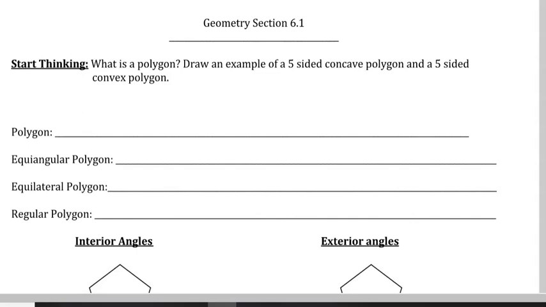Okay? So 6.1 is going to have to do with polygons. So, angles and polygons. All right, so the first start thinking part says, what is a polygon? Draw an example of a five-sided concave polygon and a five-sided convex polygon. So let's just talk about what a polygon is.